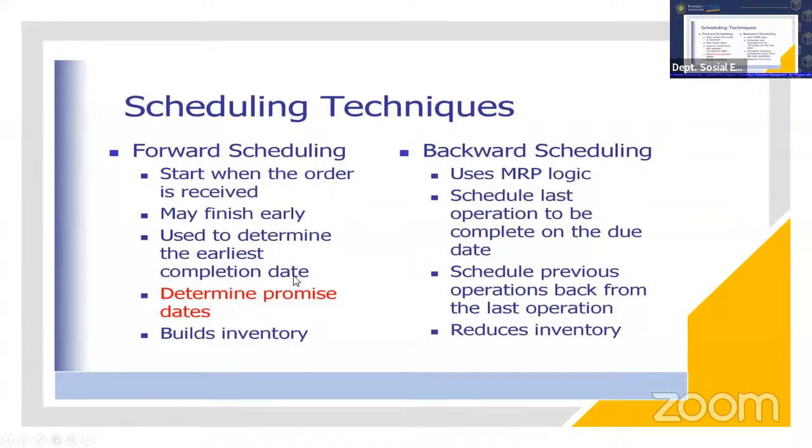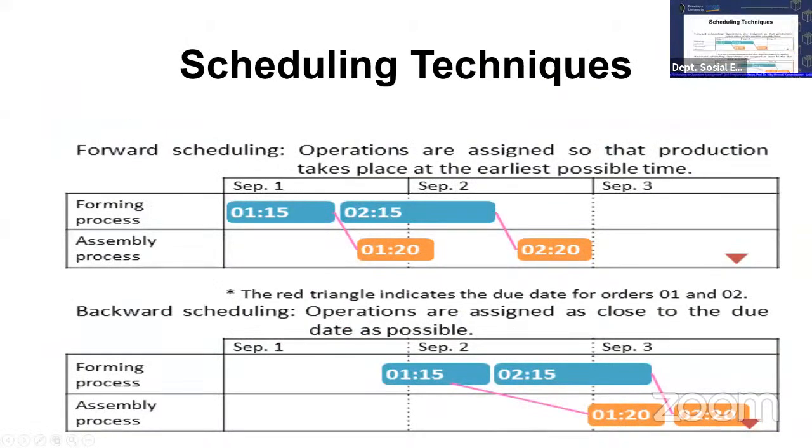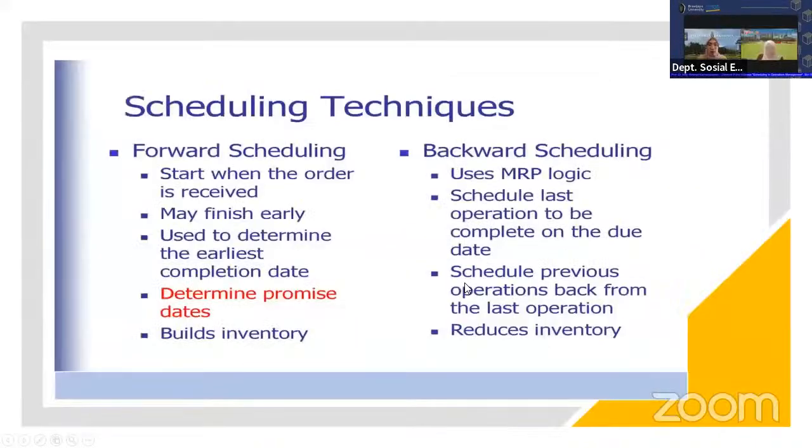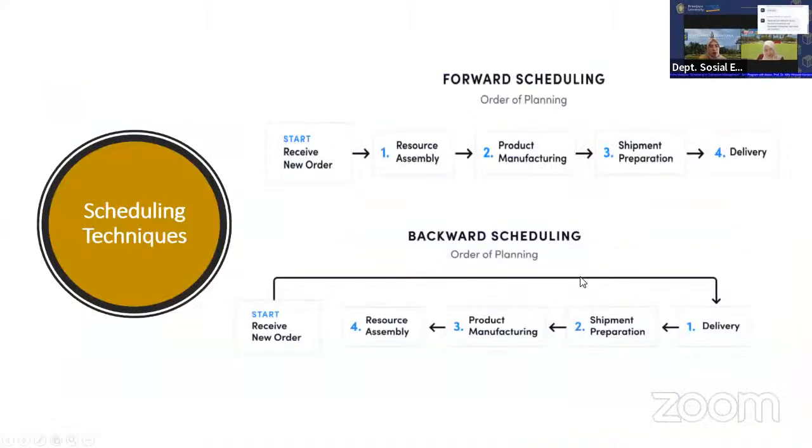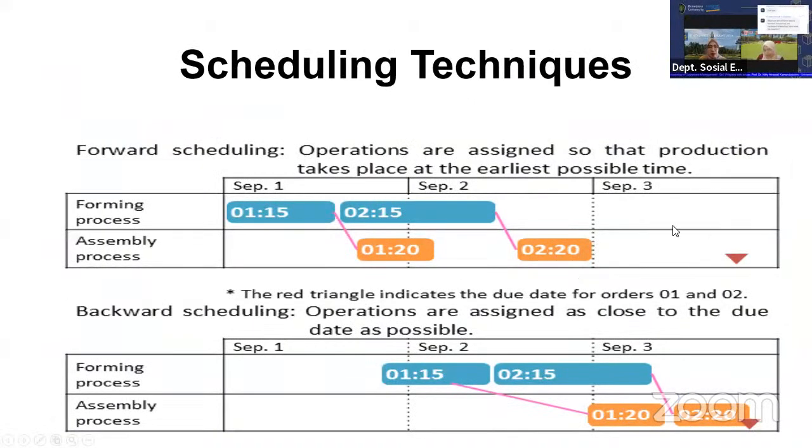Here it is actually the earliest completion date, right? Here we can see that this is the due date. So we can finish almost here, so we have ample time with forward scheduling, right? But we can build inventory. So if it is forward, where is this build inventory here? This is basically where the inventory starts to build, in this area.